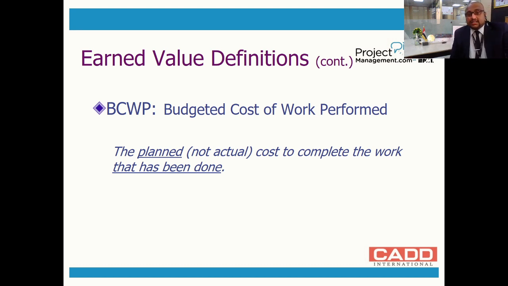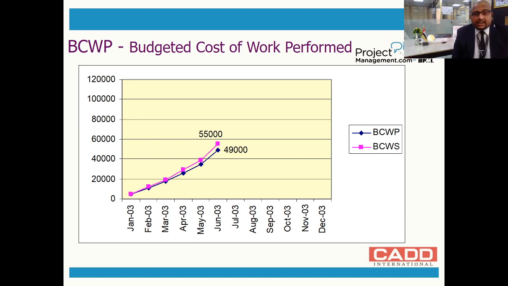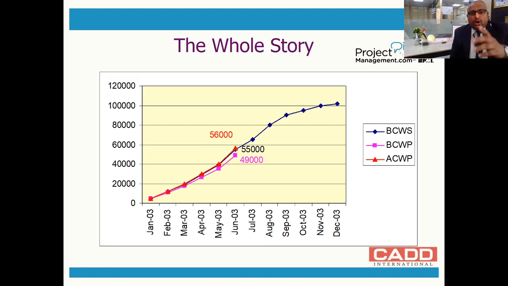So this is the budgeted cost of work performed, and here is the graph showing it against the planned value. The whole story will be like this. I have planned to complete the work for around 55,000, but according to cost I took almost 56,000 into account, while the earned value, whatever product I have earned, is only 49,000. That is, the percentage of work completed is slightly less than what I imagined, but I have overspent also.